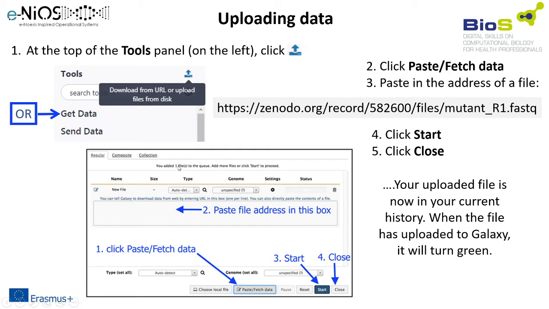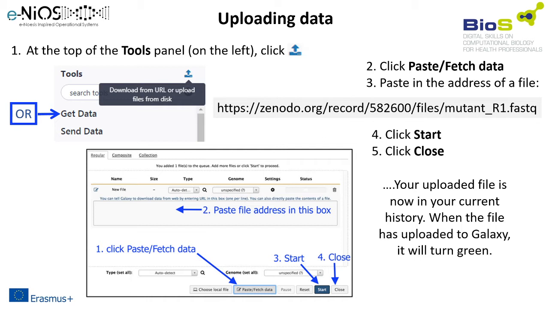Let's try to upload into our empty history a truncated version of a FASTQ file from a sequencing experiment by pasting in the address of the file, which is stored on the Zenodo platform. Click Start, and when the download has been completed, click on the Close button.